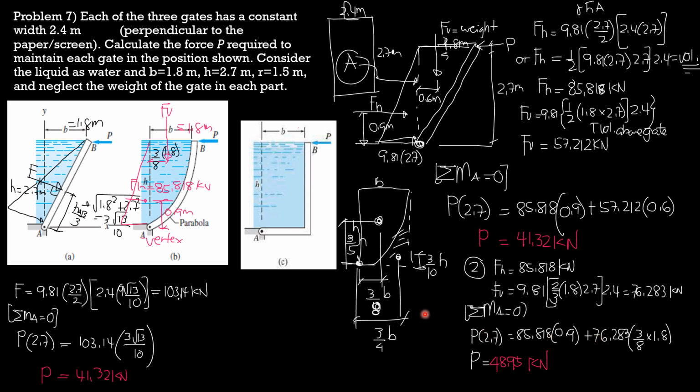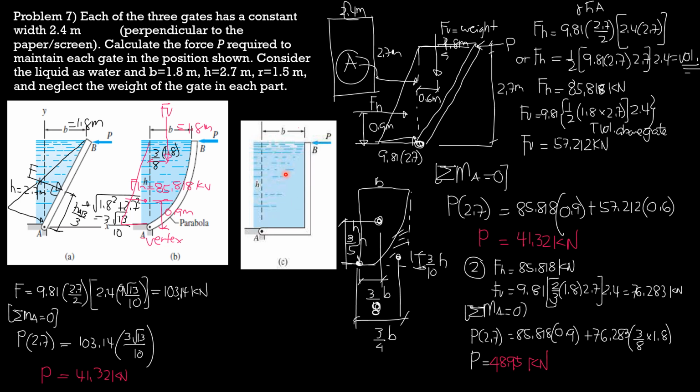So FV, 3/8 of B, 3/8 of 1.8, that's the moment arm. So plus FV times 3/8 of 1.8. So solving for P is 48.95 kilonewtons.